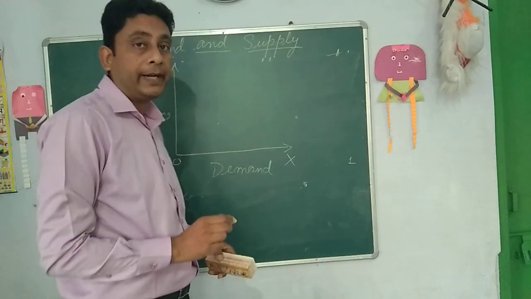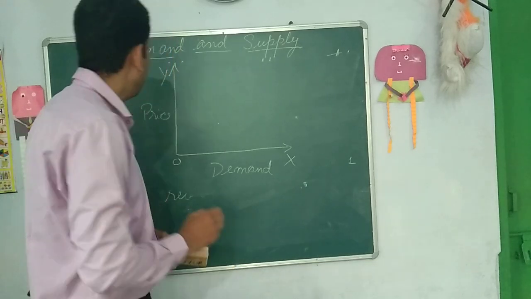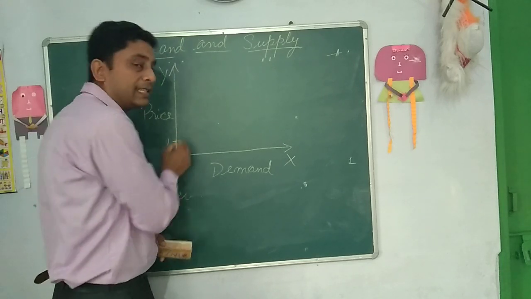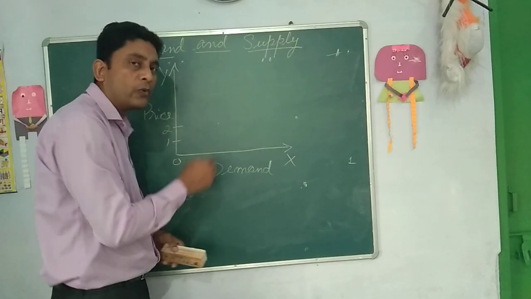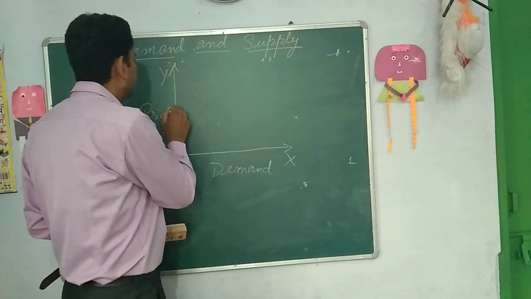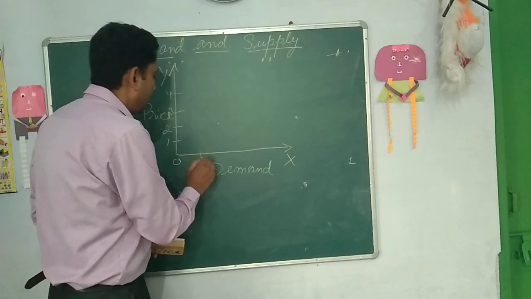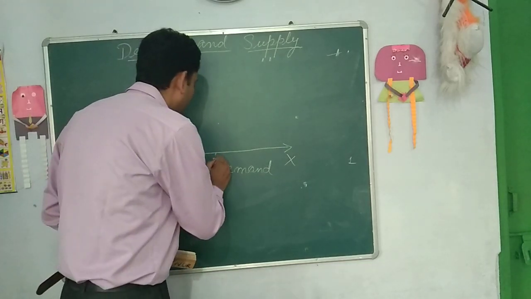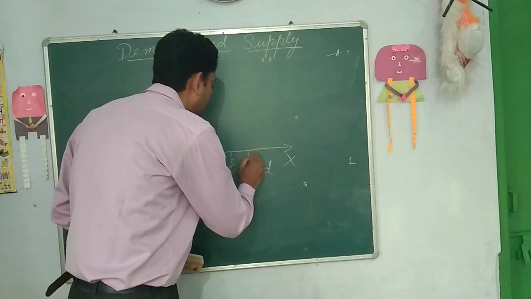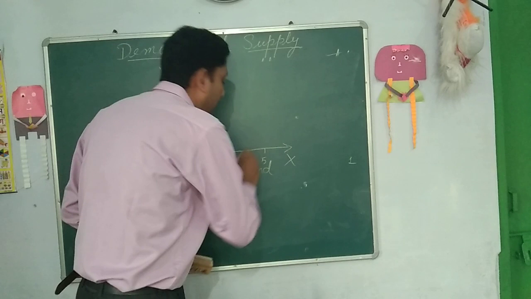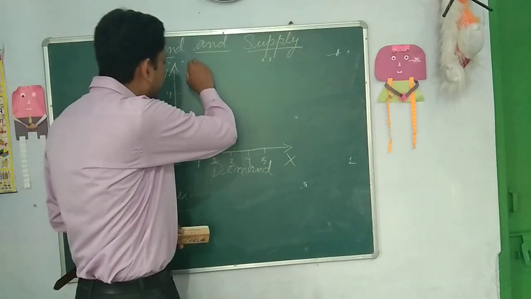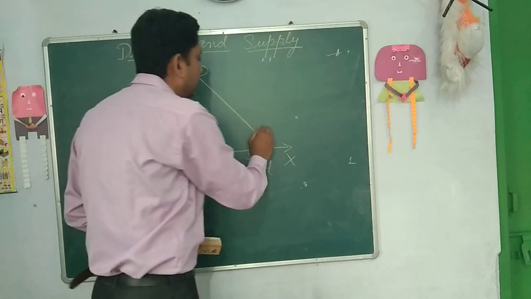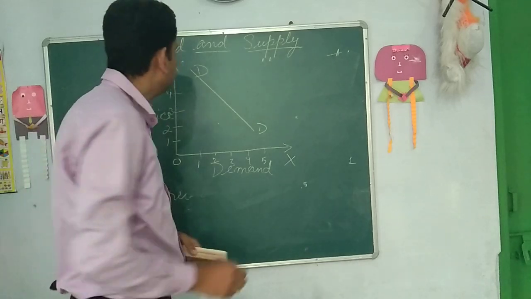The quantity demanded at a given price in the market. Suppose this is the price. We can consider it as 1 rupee, 2 rupees or 100, 200, anything. And this is the demand, the quantity. Now we will see that this is the demand curve. This is the demand curve, DD. It is represented as DD.